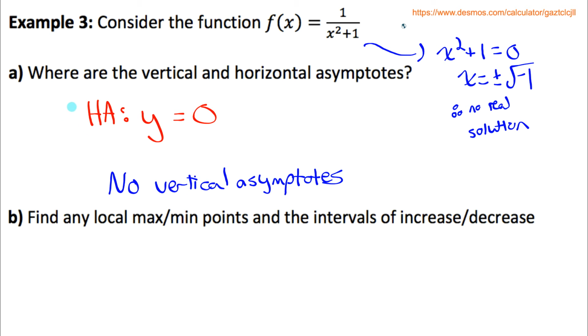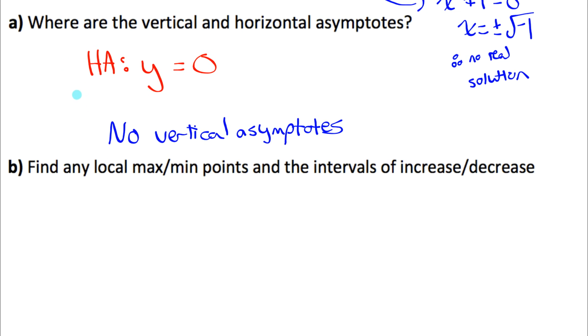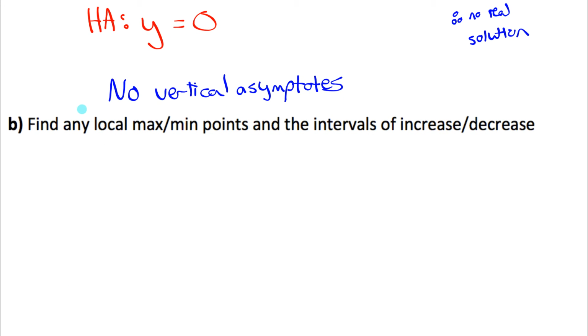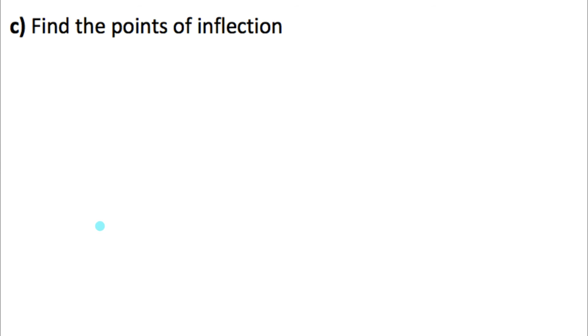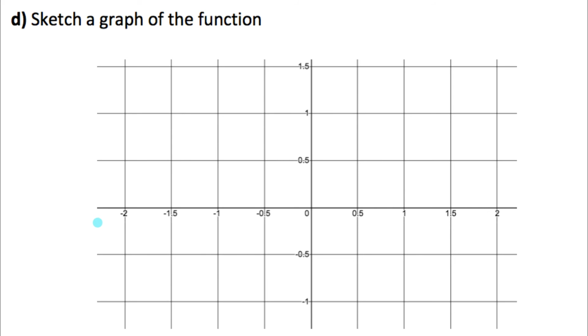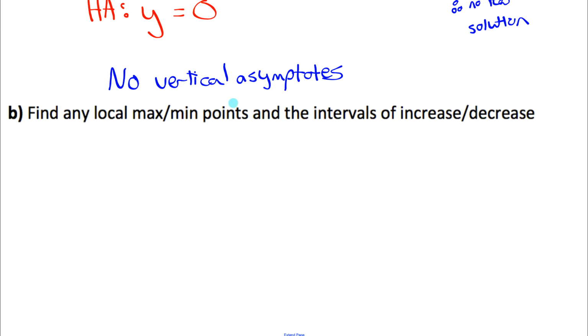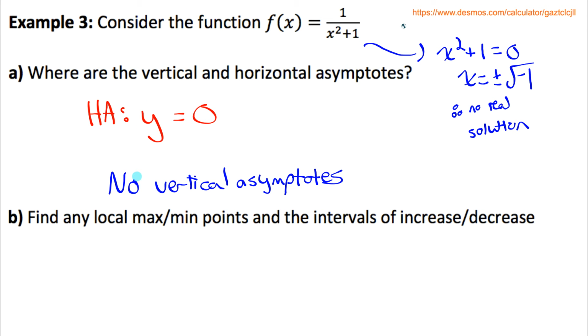Okay, so we're not going to be able to graph this with one-sided limits because we have no vertical asymptotes to approach. What we're going to do instead is find local max and min points and the intervals of increase and decrease, and then we're going to find points of inflection, and then we're going to sketch a graph of the function. So find any local max min points and the intervals of increase and decrease. Well, I can find local max min points by testing critical numbers using the first or second derivative test. So I'm going to have to start by finding critical numbers.